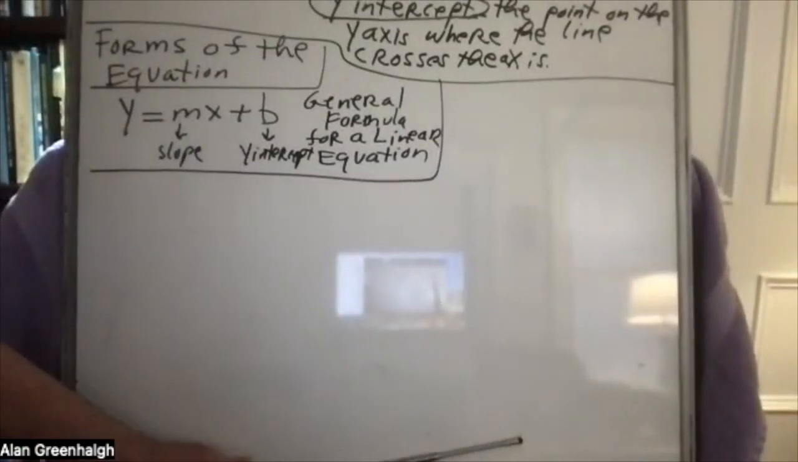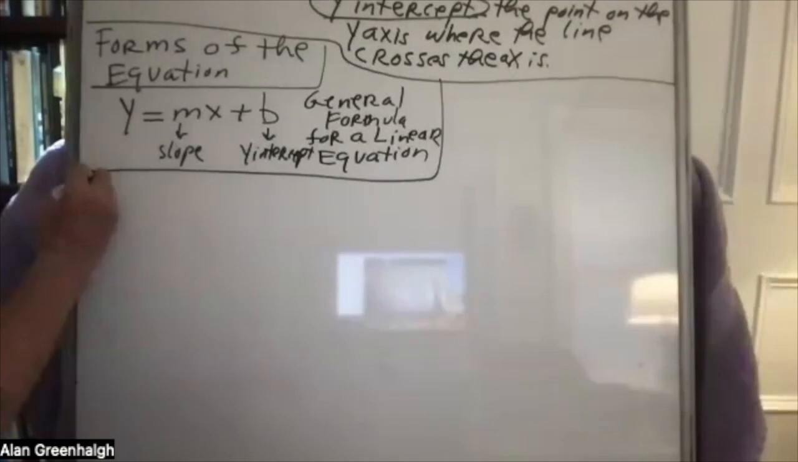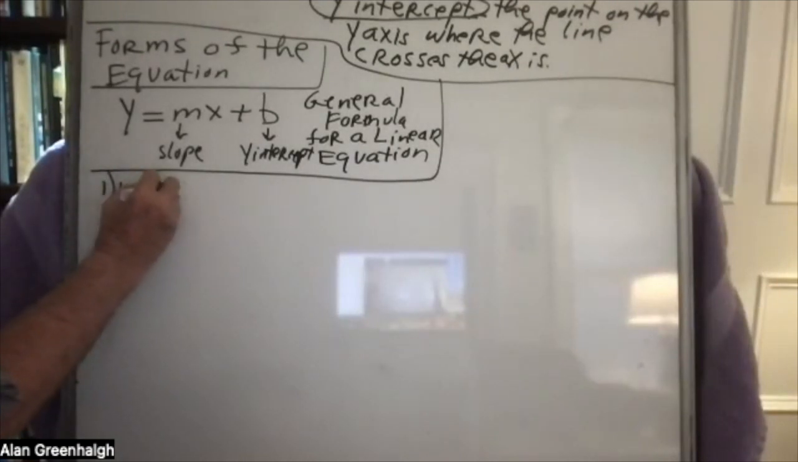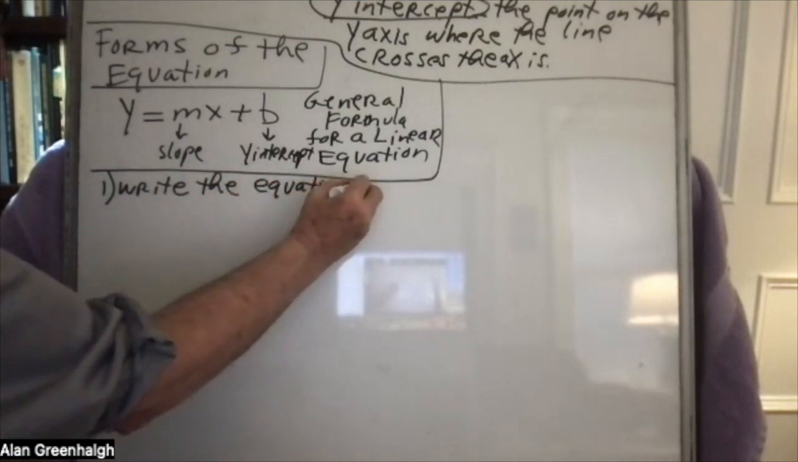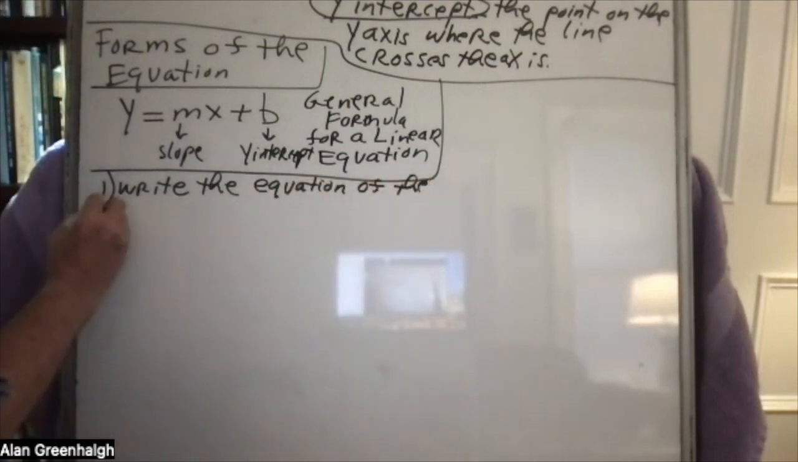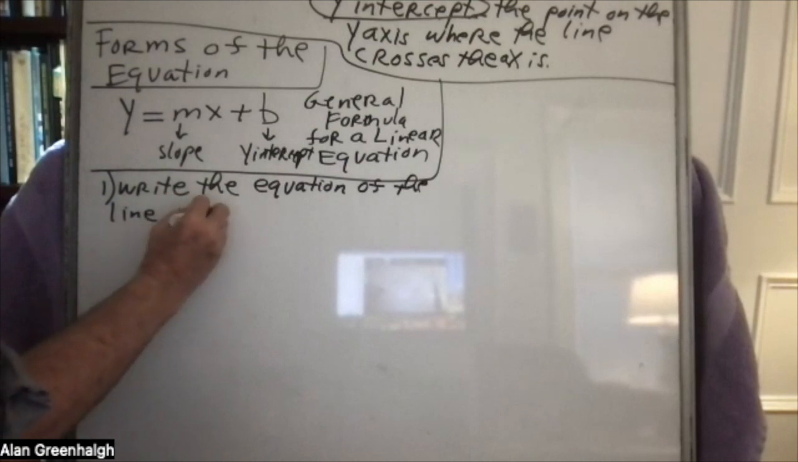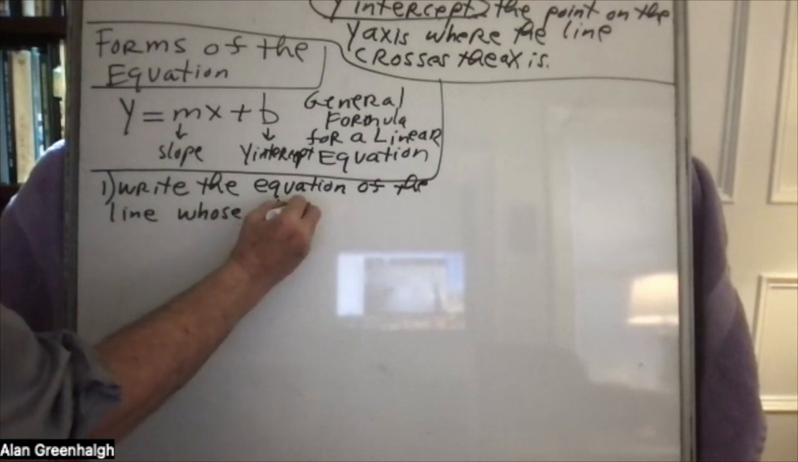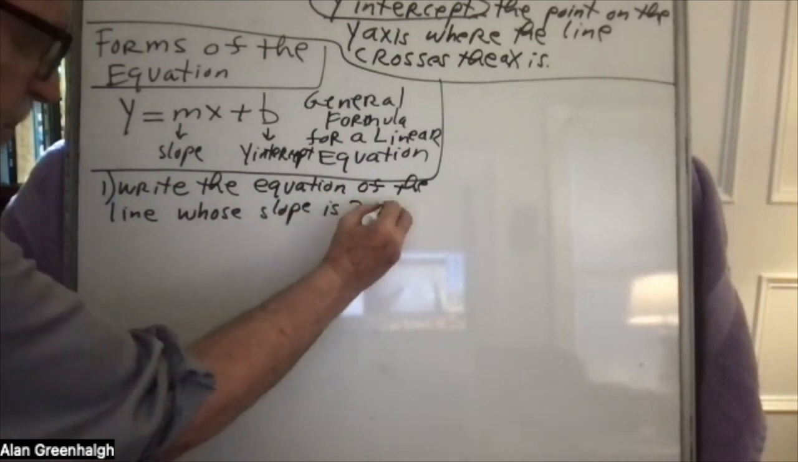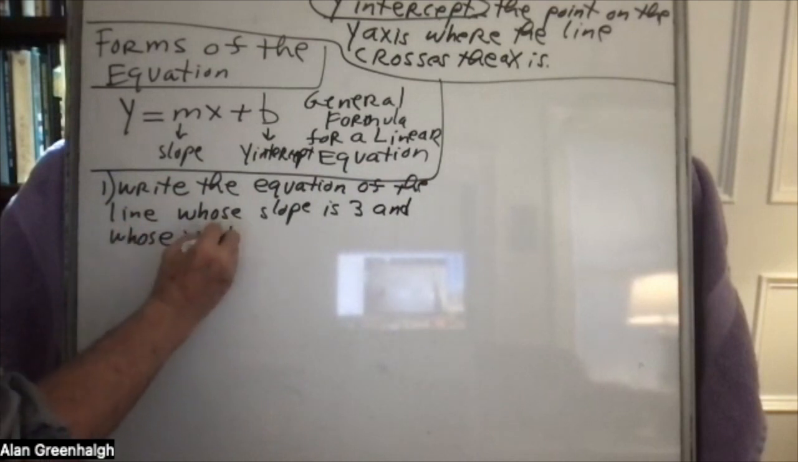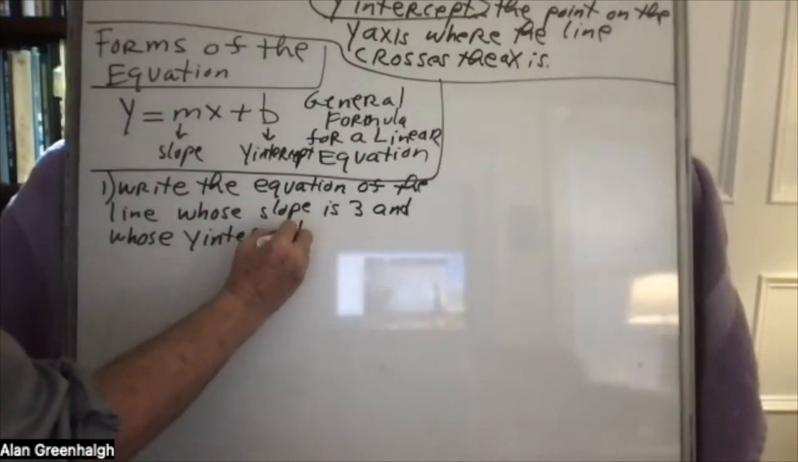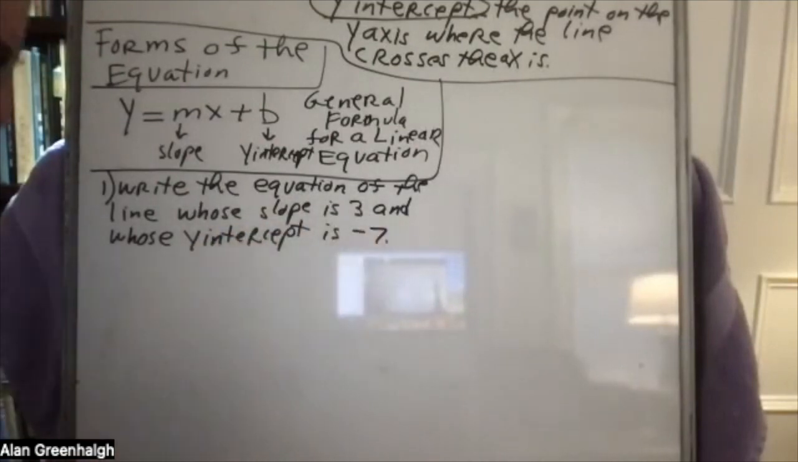Okay, so the first thing I'd like to look at is to write the equation of the line whose slope is 3 and whose y-intercept is -7. Okay, everybody do that problem.